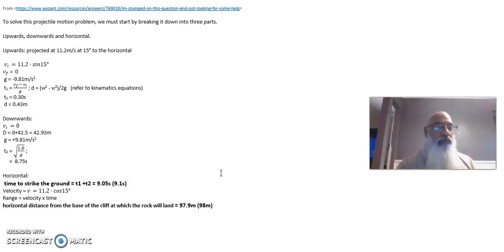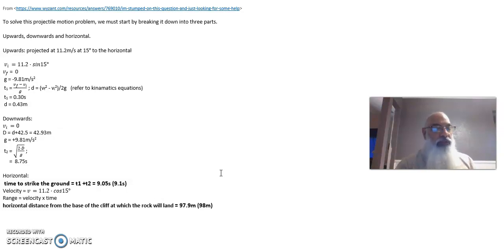Okay, so T1, which is the time it takes to reach its highest point, is given by Vf minus Vi over G, and the distance it travels in the upward direction. Remember, we're not talking about its horizontal motion here. It's all vertical. So in the upward direction, the total distance traveled is going to be given by Vf squared minus Vi squared divided by 2G.